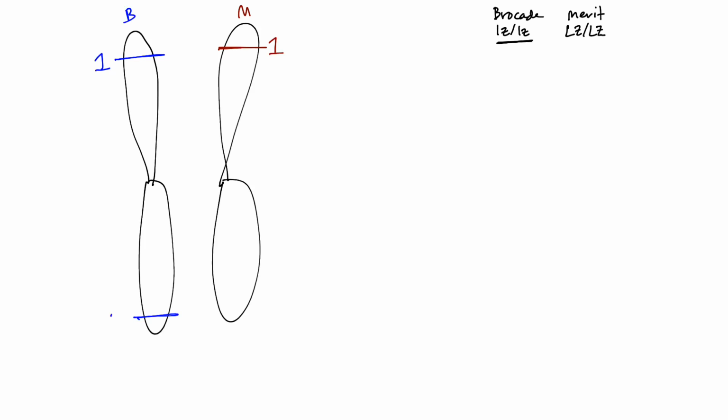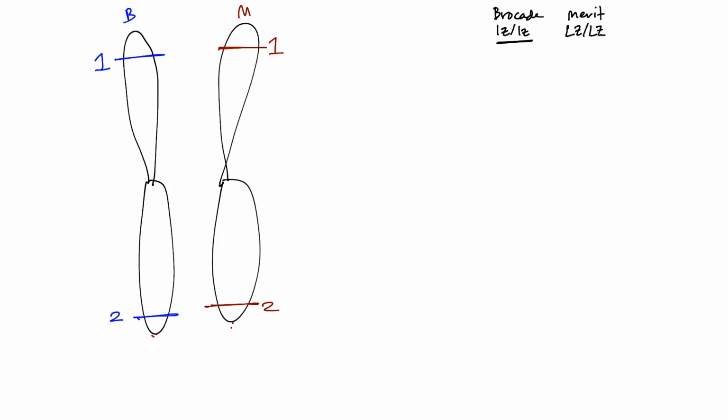We've got another marker down here. I'm going to call that region 2 or marker 2. Since, again, marker 2 has a different number of base pairs between Brocade and Merit, we can use PCR and then look at a gel electrophoresis to tell which version of the chromosome we're looking at. Are we looking at the Brocade version or the Merit version?